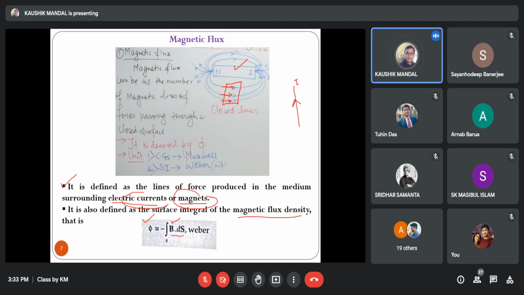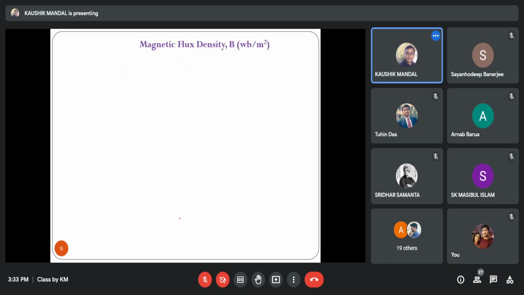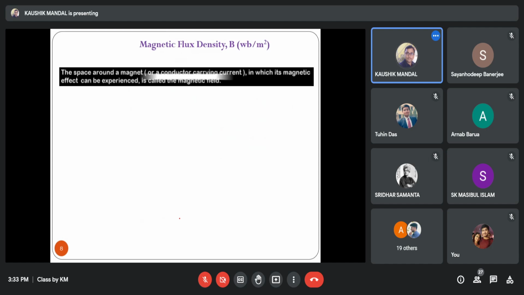Now with this discussion about the magnetic flux, we will discuss the magnetic flux density. Now, as you know, the definition of magnetic field: if we consider a space around a particular magnet, or a conductor that is carrying current.